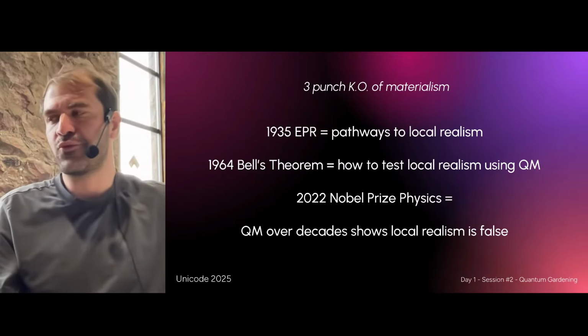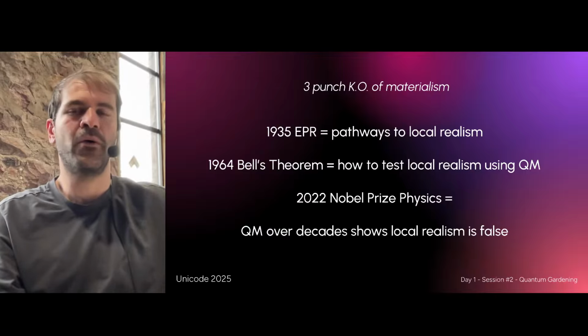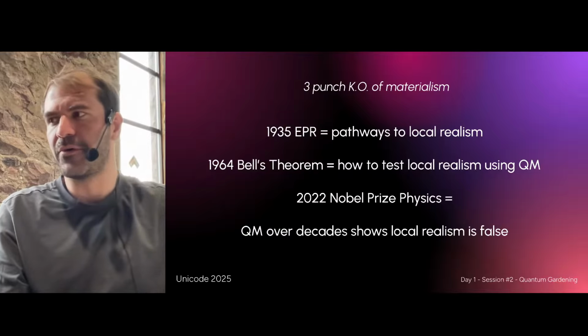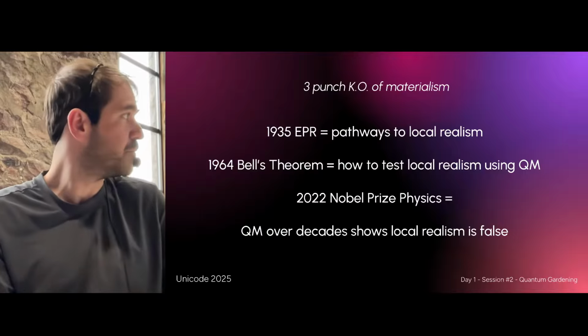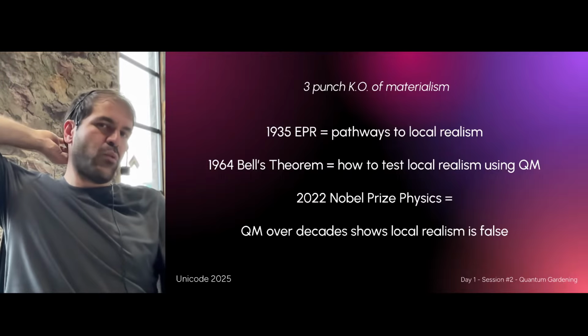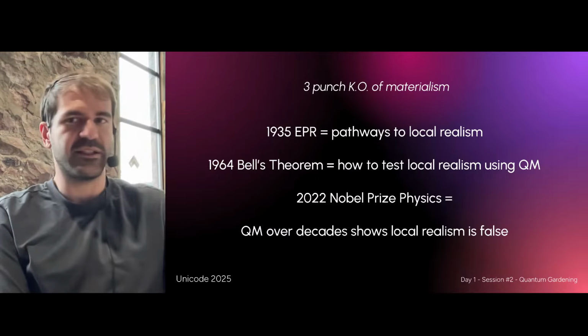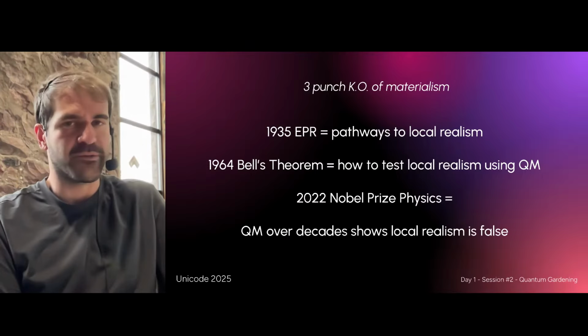So then we have this three-punch knockout of materialism. Almost 100 years ago, we had the Einstein, Podolsky, and Rosen paper that described, okay, well, there must be some sort of pathways to local realism. There must be some sort of hidden variables theory. There's got to be something that basically says that space and time exist without the observer.